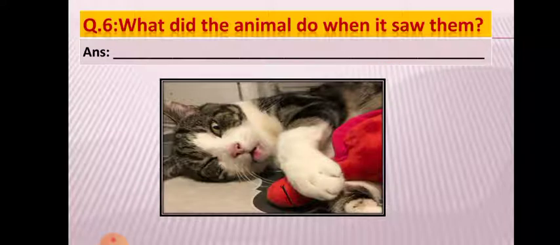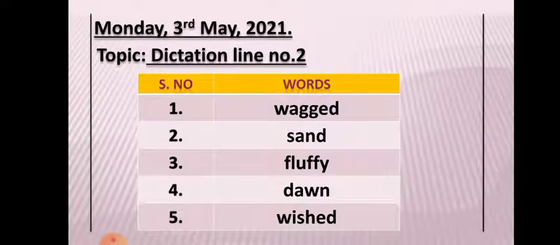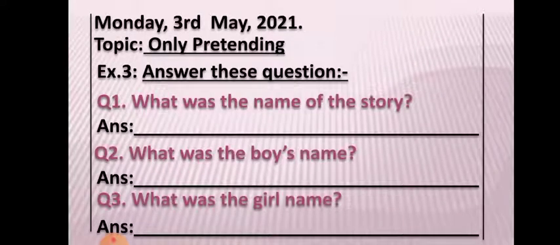Okay students, we have a total of 12 question answers in this exercise number 3. So today we will do question number 1 to 6 and inshallah tomorrow we will do question number 7 to 12. For writing the answers of these questions, you must listen to the video carefully for good results. It is our class assignment and today we will do question answers, words meaning words and dictation words also. So once again I will revise the question answers for your convenience. You will write Monday 3rd May 2021, topic Only Pretending, exercise 3, answer this question.